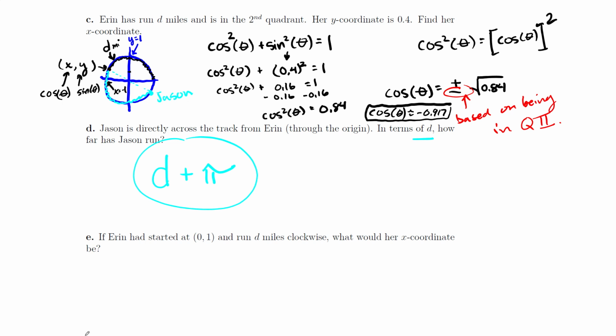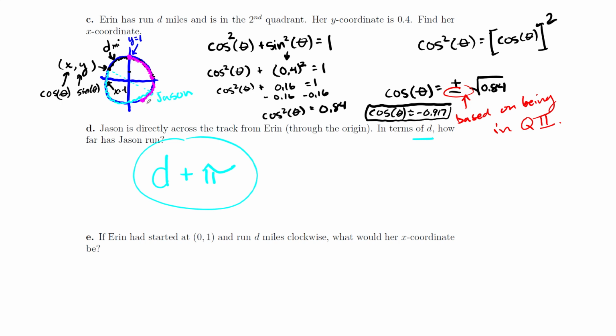Okay, and then lastly, it says if Aaron had started at 0, 1 and run D miles clockwise, where would she be? So her starting point's here. Now she's going to run clockwise, but she's going to run the same distance she did, so this same D. So what I want to do is definitely cover the quarter circle she covered, but going clockwise. And then I want to cover this much here in this direction. So that puts her right about there.